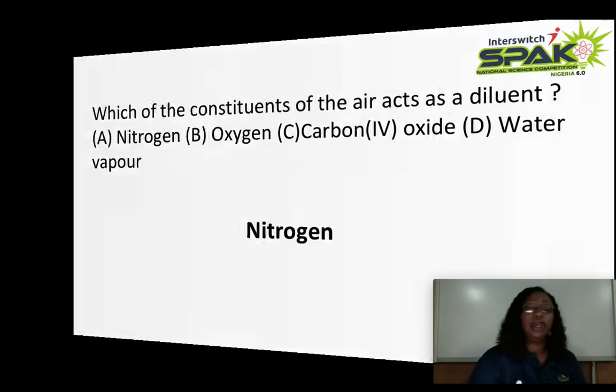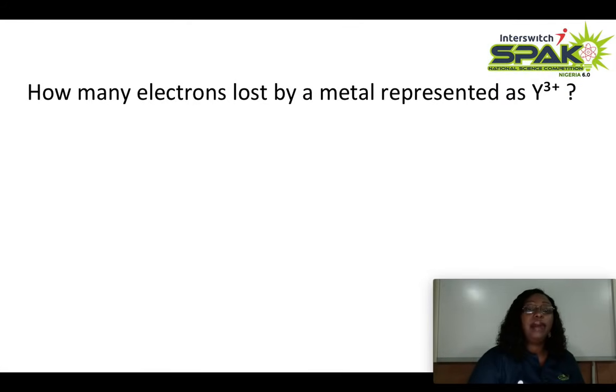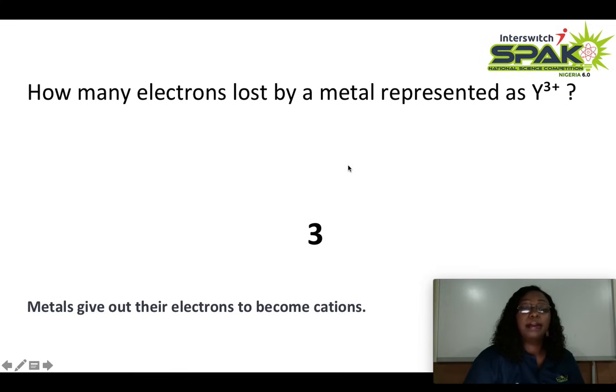potency of oxygen. How many electrons are lost by a metal represented as Y3+? Yes. When metals lose their electrons, they become cations. So in this particular element, how many electrons are being lost by the metal? The answer is 3. Metals give out electrons to become cations.